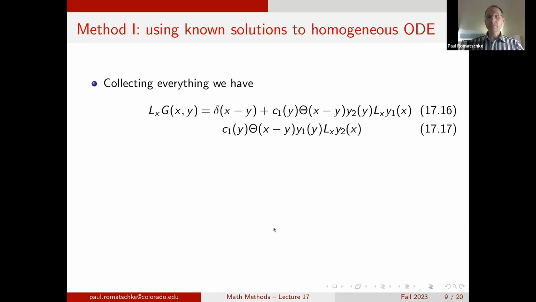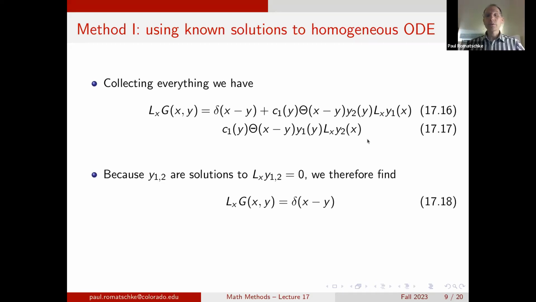We'll get some other terms as well. So if we collect everything together, we have that the differential operator acting on g produces the delta function. That was what we engineered. And then we have other terms where the differential operator acts on y1, and another term where the differential operator acts on y2, but we assumed that y1 and y2 are two solutions to the homogeneous differential equation, so that Lx acting on y1 or y2 is equal to 0. So both of these terms vanish, and we get that Lx of g is just delta of x minus y, which is what we wanted to prove.